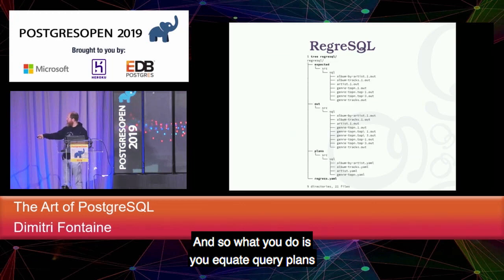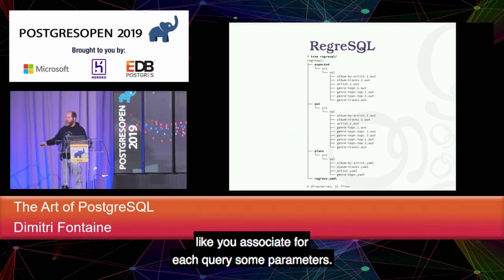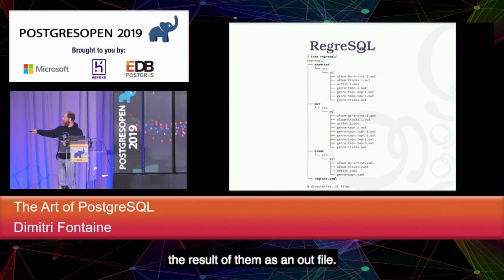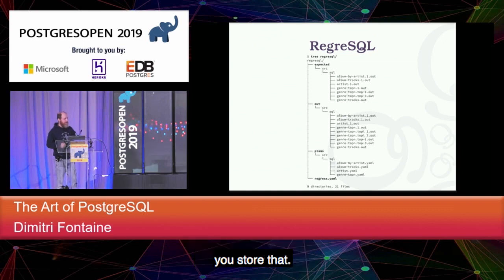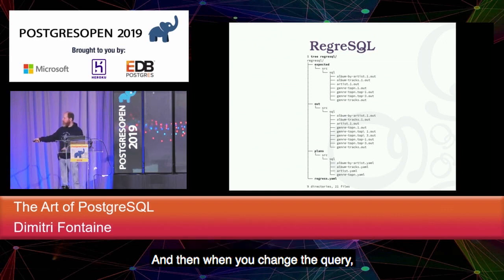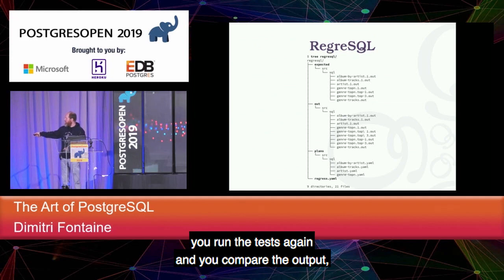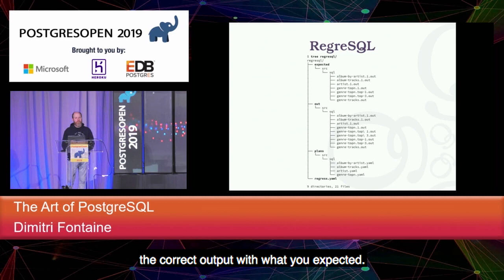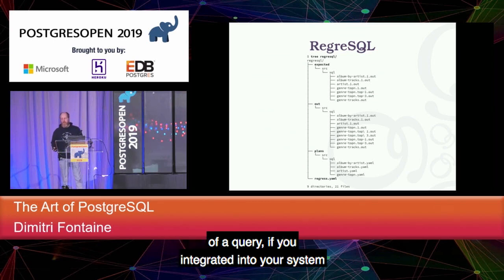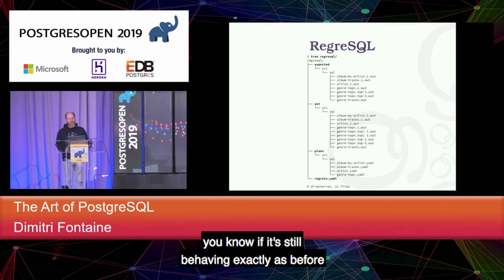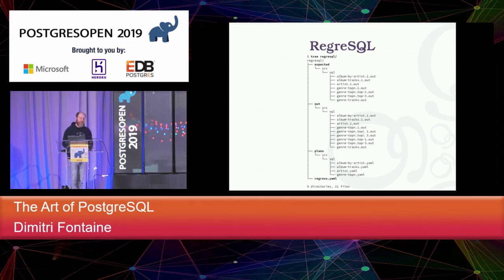And so what you do is you create query plans, where you associate some parameters with each query. And then you run the queries, and you keep the result as an out file, like COPY from the query, and that's a CSV file. You store that. That's the expected result. And then when you change the query, you run the tests again, and you compare the current output with what you expected. That's unit testing, right? It's very simple. You do a diff between the two files, and you know if there is something that changed. So when your DBA is providing you with an optimized version of a query, well, you integrate it into your system, and you run the regression test, and you know if it's still behaving exactly as before, or maybe not. So it's easy to do.